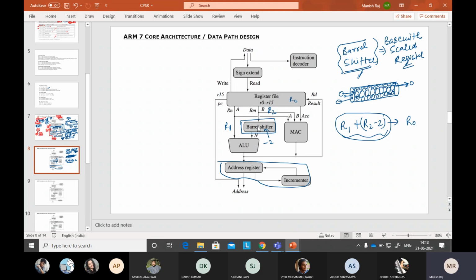So especially in the architecture you are using the shifter. The barrel shifter is present for shifting the register's value or register index, you can say. Okay, so this thing is clear, why we are using the barrel shifter in the architecture for this type of mode. Is it okay or not?